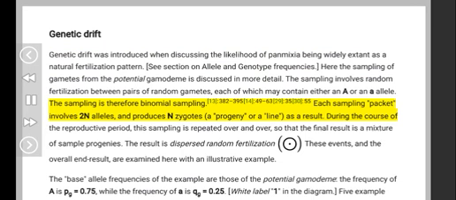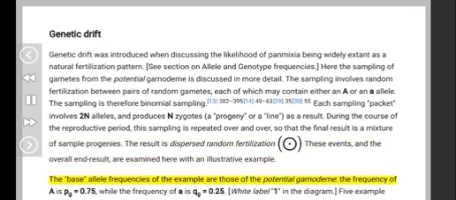Each sampling packet involves two N alleles and produces N zygotes, a progeny, or a line, as a result. During the reproductive period, this sampling is repeated over and over, so that the final result is a mixture of sample progenies. The result is dispersed random fertilization. These events, and the overall end result, are examined here with an illustrative example.